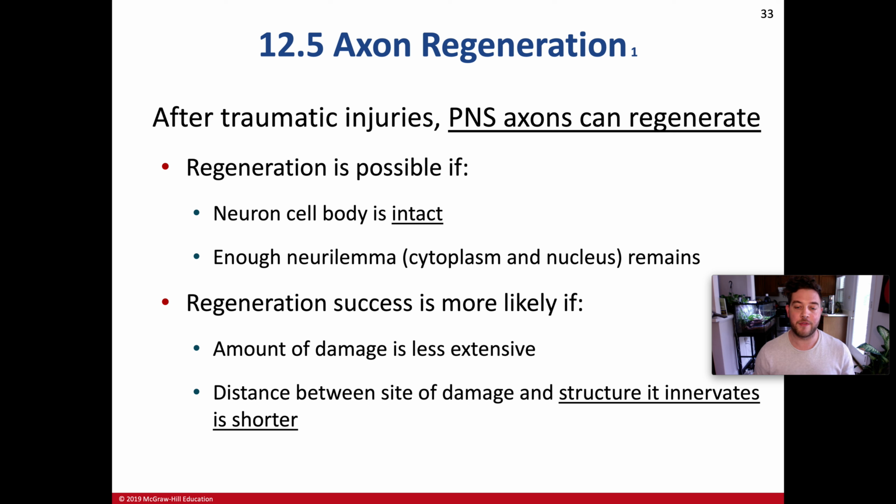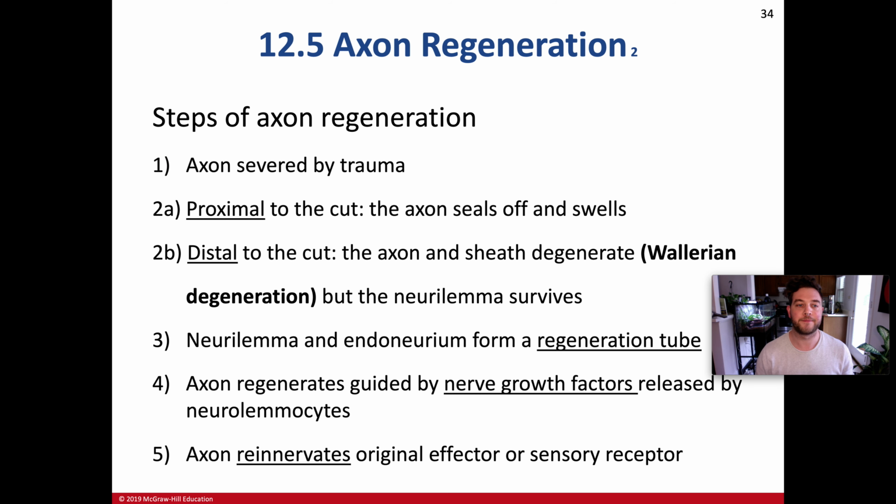Regeneration will be even faster and more likely to happen if the amount of damage is less extensive, which makes sense. The less damage, the easier things are to repair. And the distance between the site of damage and the structure it innervates is shorter. As long as the neurons aren't these long axons, as long as it's just short distances they're having to repair, then regeneration is much more likely to happen. That's because, as we'll see within the steps, that axon actually has to repair itself.